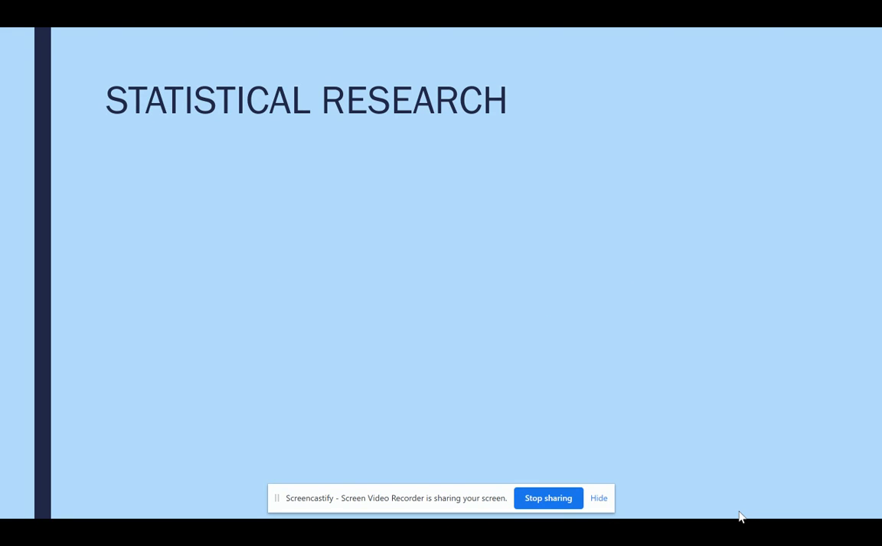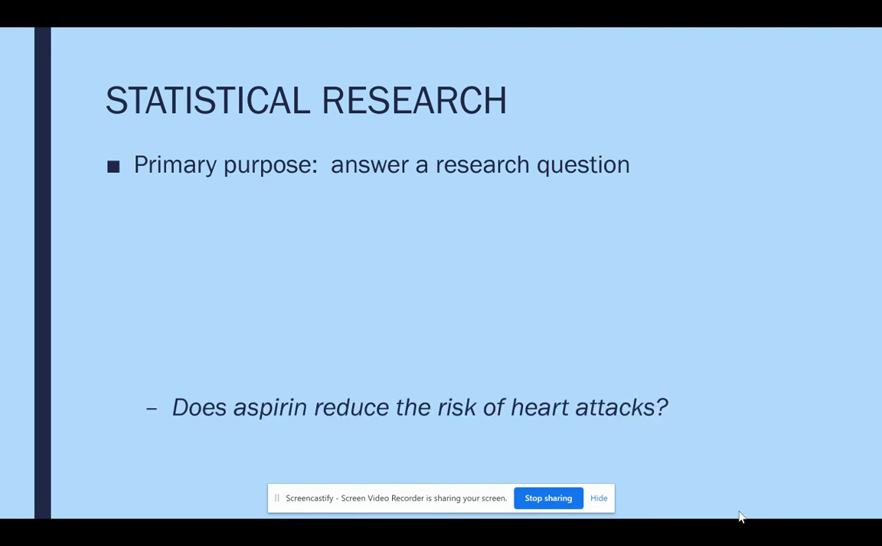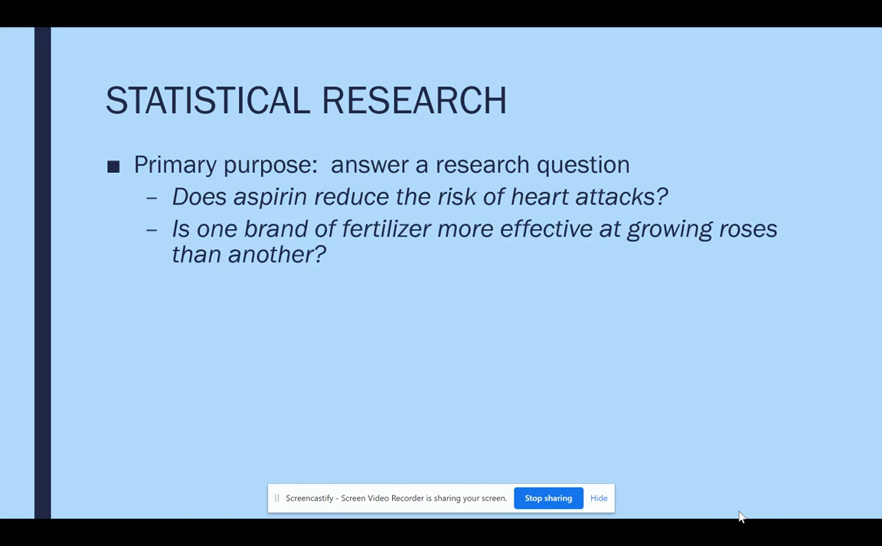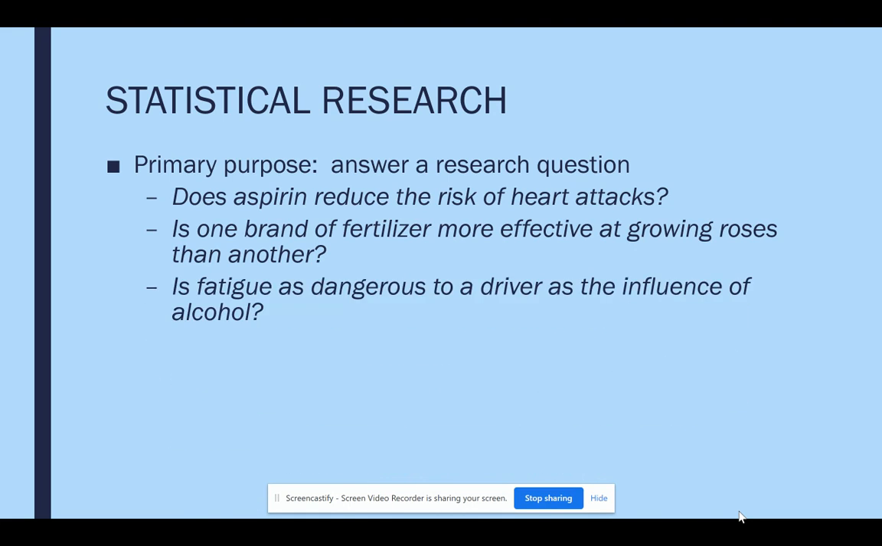So let's begin. Statistical research, the primary purpose, as we've discussed before, is to answer a research question or to answer some sort of question. And it could be a question like, does aspirin reduce the risk of heart attacks? Is one brand of fertilizer more effective at growing roses than another? Is fatigue as dangerous to a driver as the influence of alcohol?